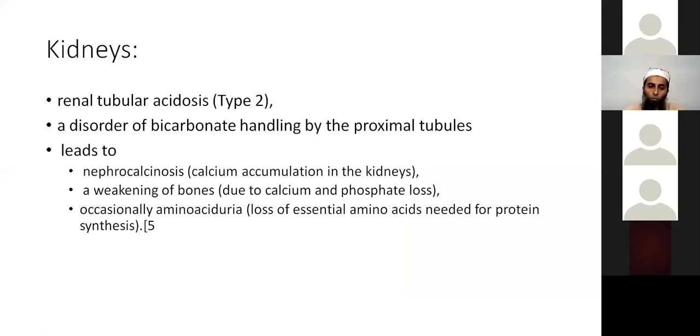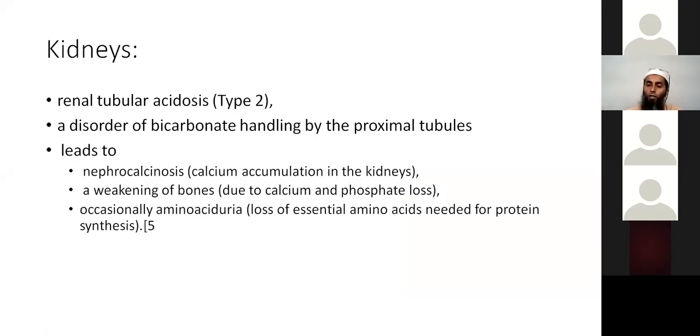Because it affects the tubules, because of the copper, and because of renal acidosis, it will lead to nephrocalcinosis, which means accumulation of calcium in the kidney. It may also lead to weakness of the bones because it causes loss of calcium and phosphate from the bones, and occasionally may lead to aminoaciduria, where essential amino acids are lost in the kidney. So mainly in the kidney, it affects the renal tubules.